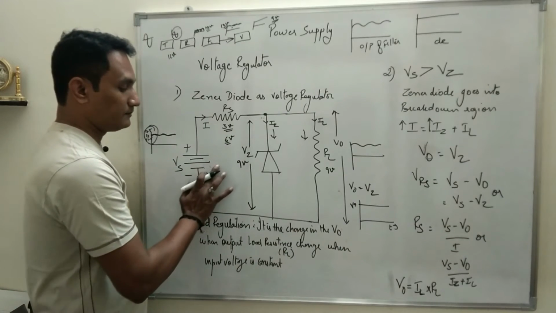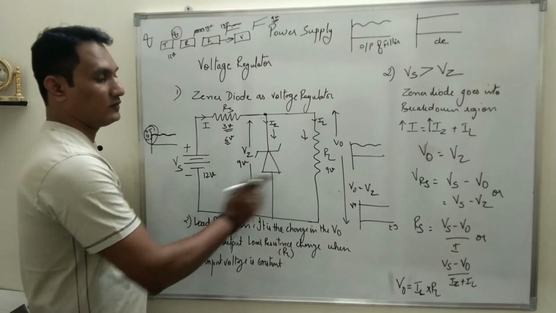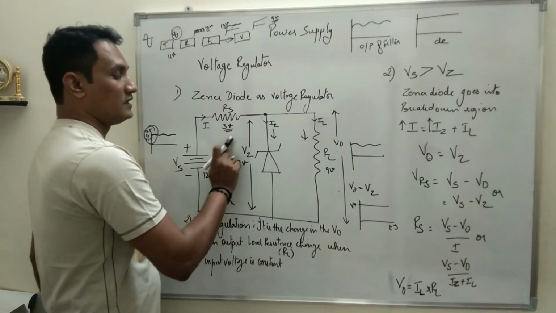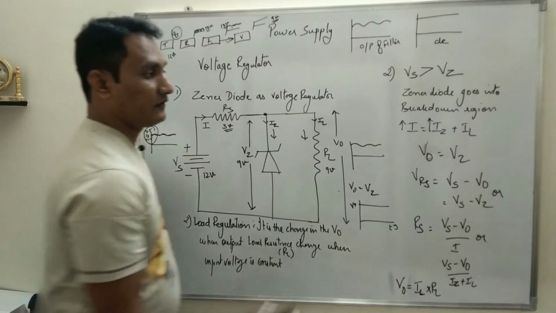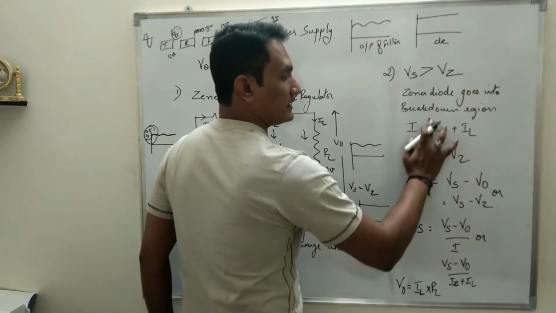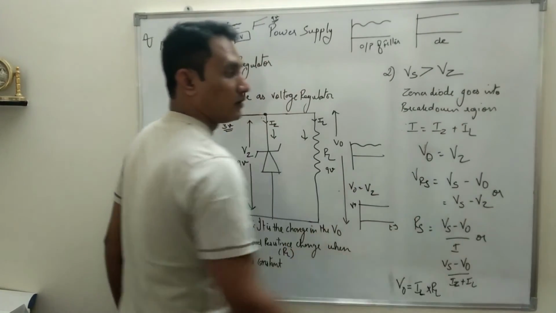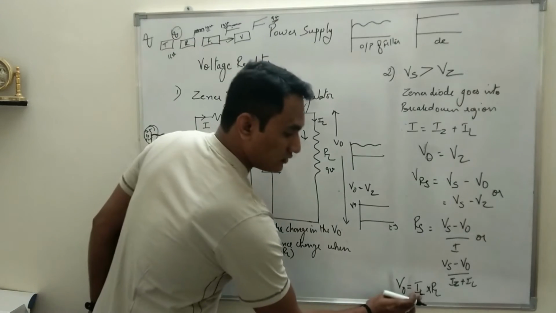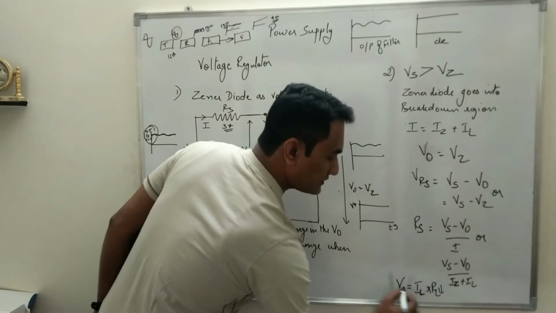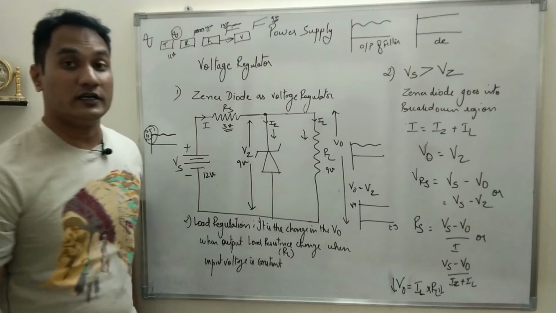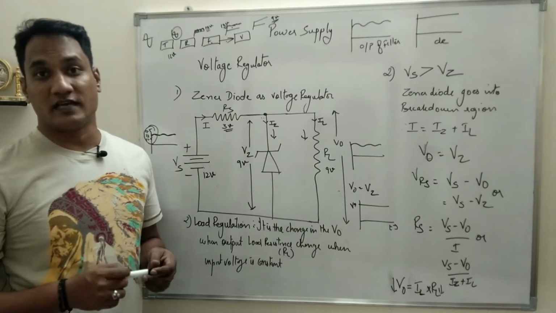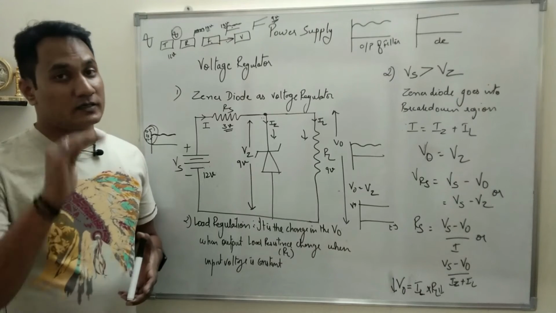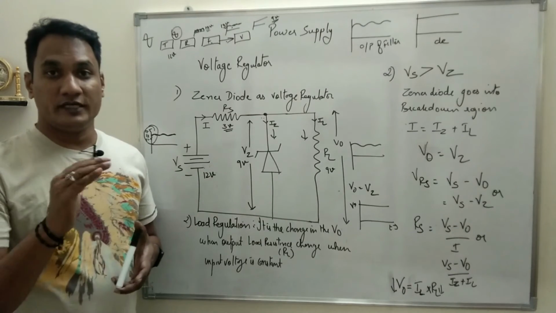Because if the input voltage is at 12 volt and the output voltage is at 9 volt, the voltage drop across RS will be 3 volt. So I remains constant, and if I is constant, IZ plus IL will be constant. And if IL is constant, RL tends to decrease. What happens is the output voltage will tend to decrease, but that should not happen because we have designed a voltage regulator. The output voltage should be constant.